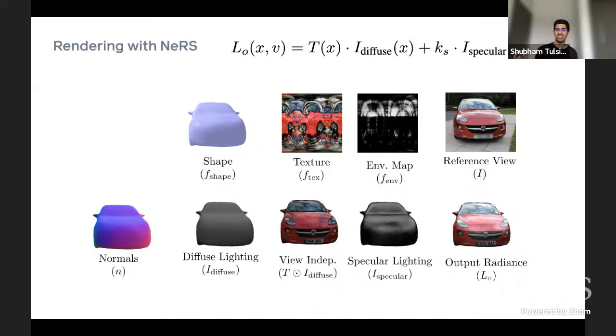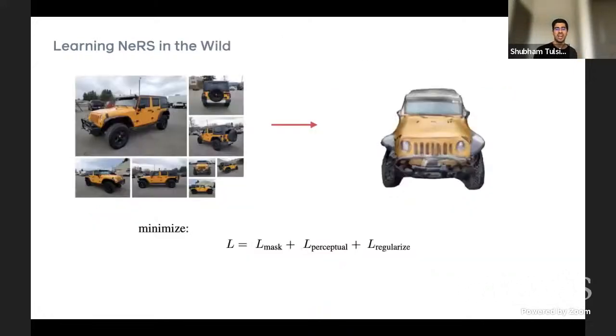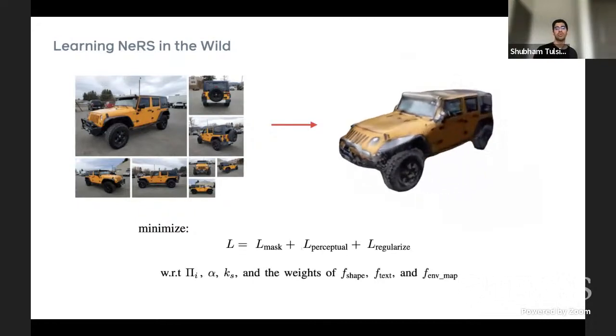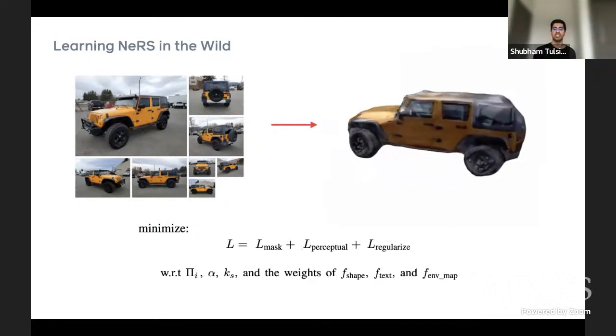This allows us to still generate view-dependent effects that are induced by the specular lighting, which you see in the image in the middle. And once we have this rendering process, the learning pipeline is actually very simple and, again, very standard. We just optimize all these parameters to simply match the input images as best as possible.